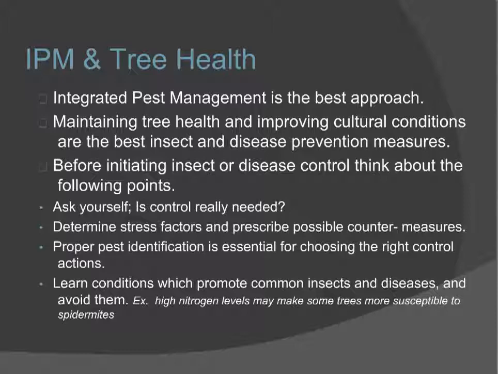So basically, to tie things up, we want to use integrated pest management as much as possible. That means using all your tools in your toolbox. So maintain your tree health and cultural conditions that are preventative measures for insect and disease. Before initiating any controls, however, you might want to ask yourself, is a control really needed?